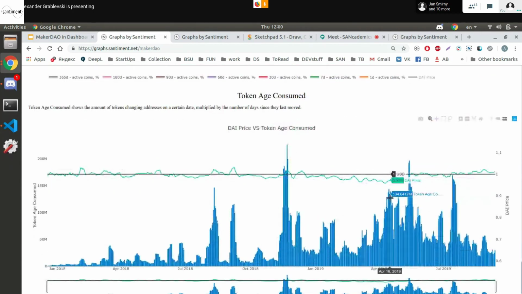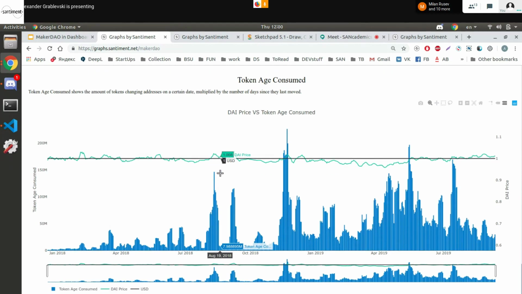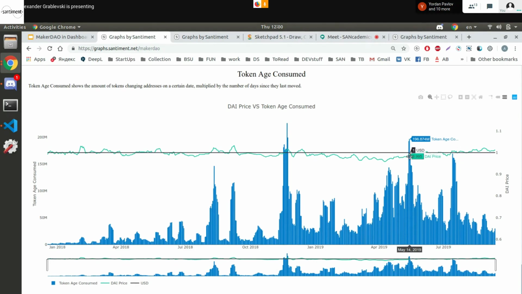Tokenage consumed, that's the metric developed originally by Santiment, and it basically shows you the amount of token changing addresses on a certain date, and it's multiplied by the number of days since they've been last moved. So when you see a big spike, that could happen in two cases. First case is that was a big transaction volume, so it spikes, or somebody moved tokens that were laying on a particular address for a very long time, and that caused the spike as well.